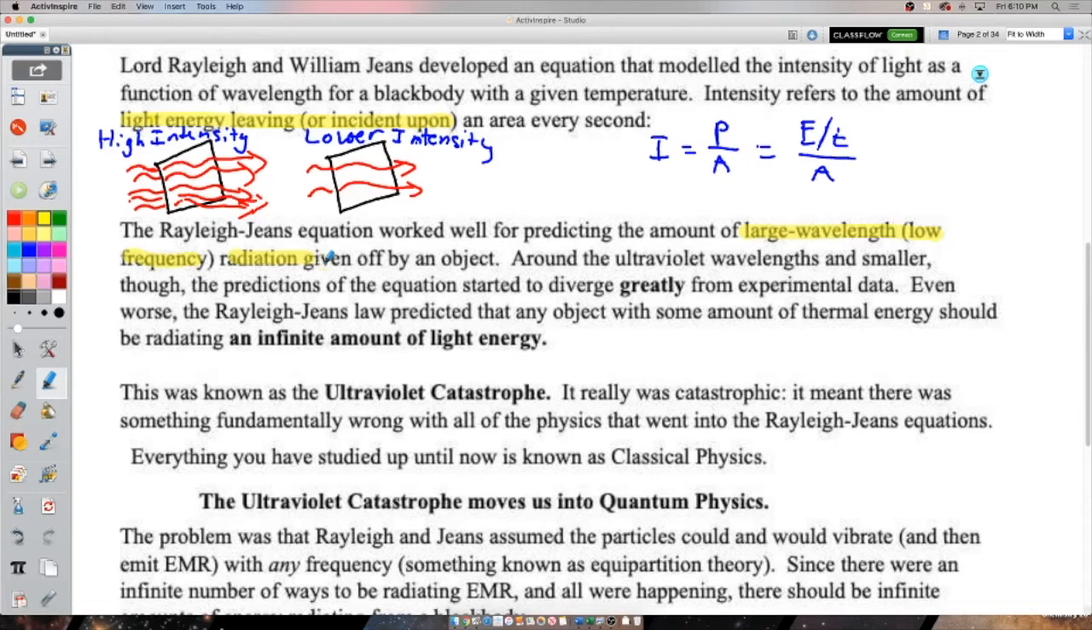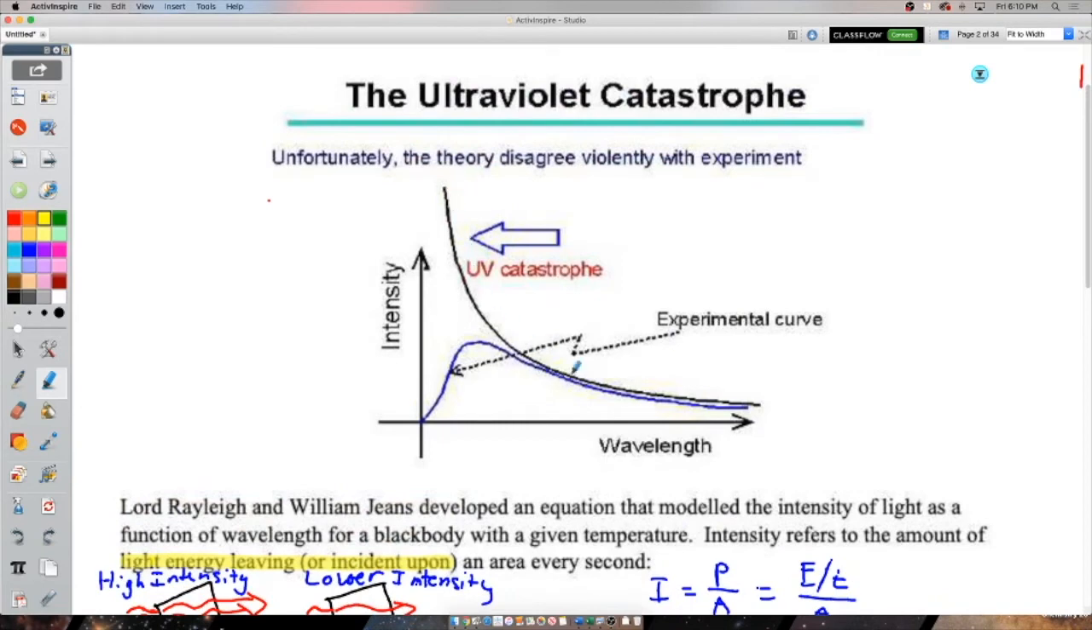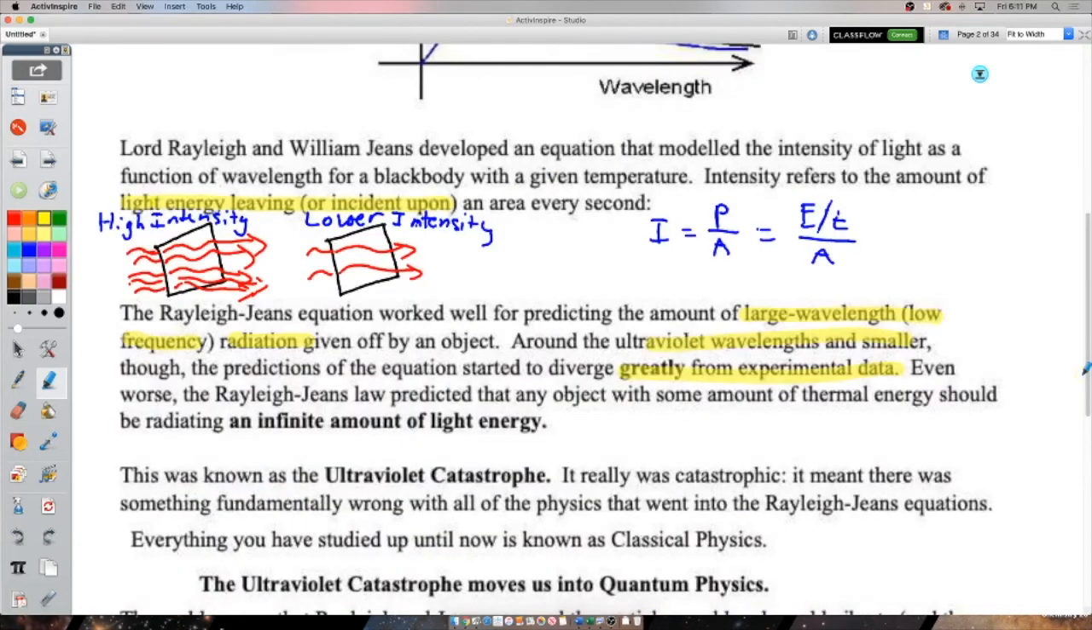However, around the ultraviolet wavelengths and smaller, the predictions started to diverge hugely from what we saw. Okay, so you can see that here on the graph. This is what the Rayleigh-Jeans law and all of the classical physics that went into it predicted. And again, this is what we saw. It peaked and then it dropped back off. Now, even worse than the fact that it didn't match our observations, which alone is enough to say something's wrong here. Something's really wrong with all of the physics we've been doing.